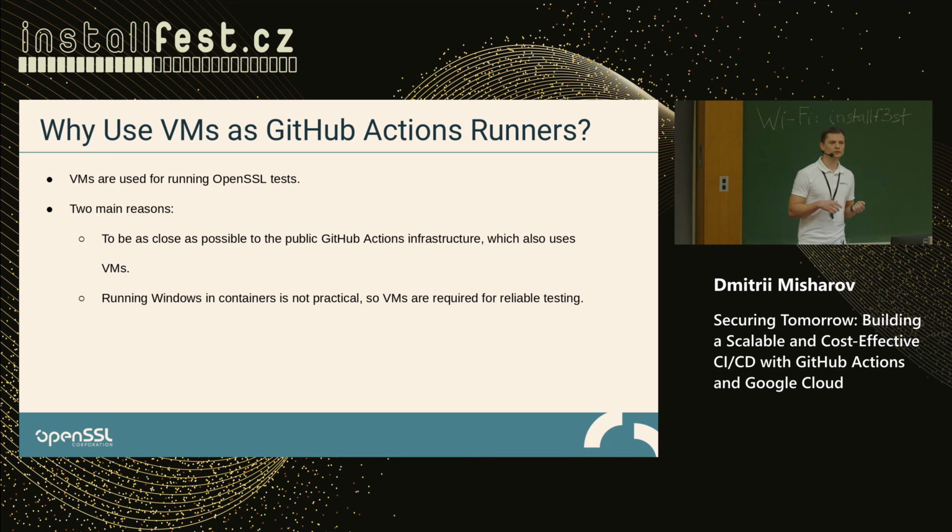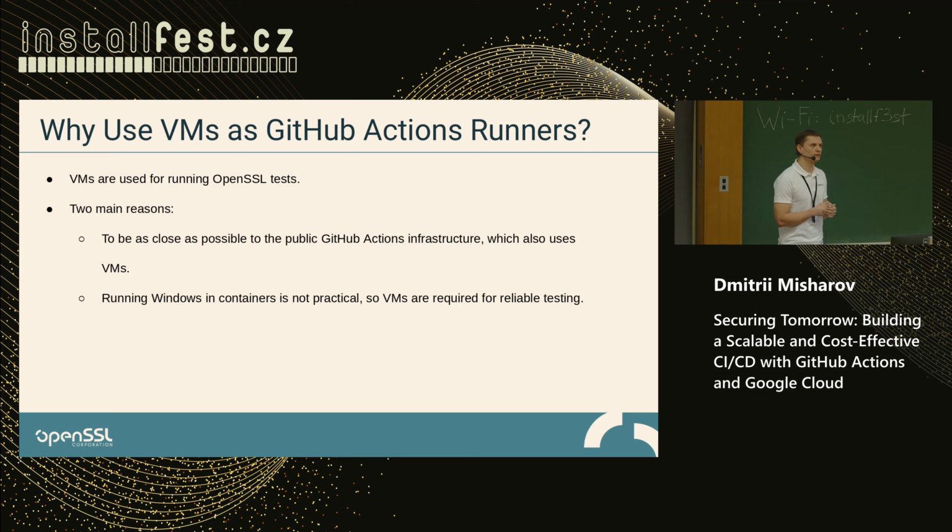It's also worth talking about why we want to use VMs as GitHub Actions runners. For example, GitHub Actions can be spawned in containers, it's written in their documentation. They even provide their own dispatcher. But in our case, it doesn't work. There are too many reasons for that.